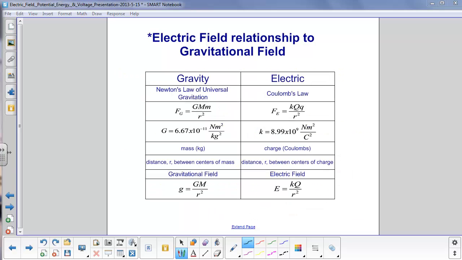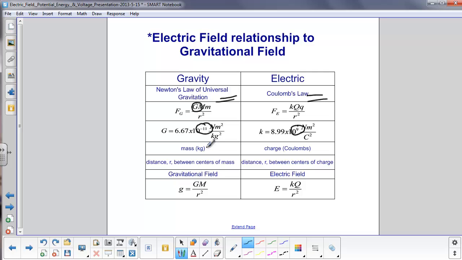This chart summarizes the differences and similarities between the electric field and the gravitational field. For gravity, we started with Newton's law of universal gravitation. For electricity, we started with Coulomb's law. We have the two equations here, which are algebraically exact. We just have different letters in here. Big G here, which is the universal gravitational constant, is a 10 to the minus 11th type of number, where the electric constant, Coulomb's constant, is 10 to the 9th. This partially reflects how the electric forces are much, much stronger than gravity.